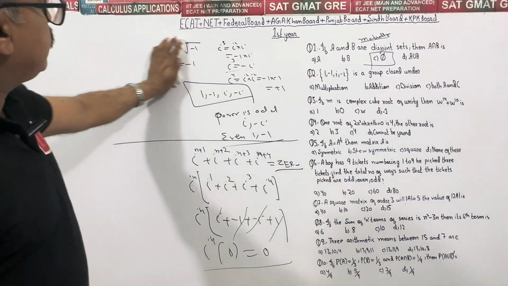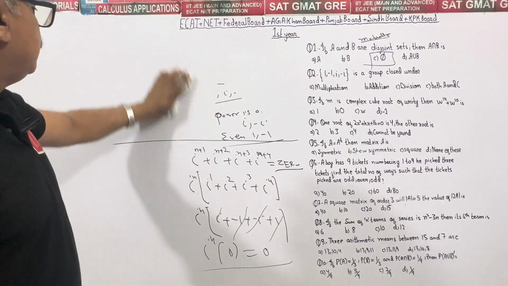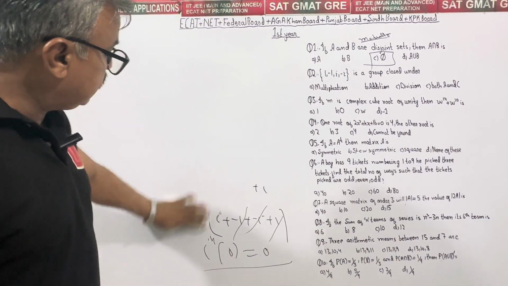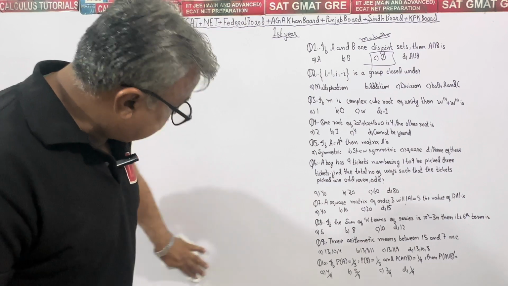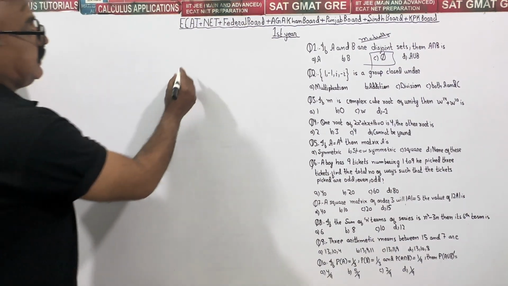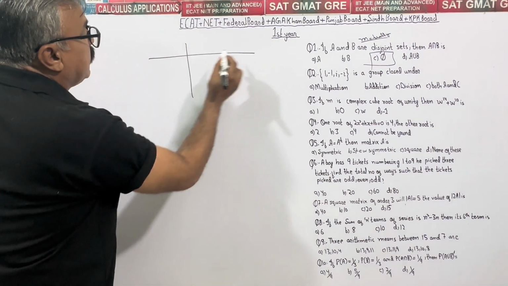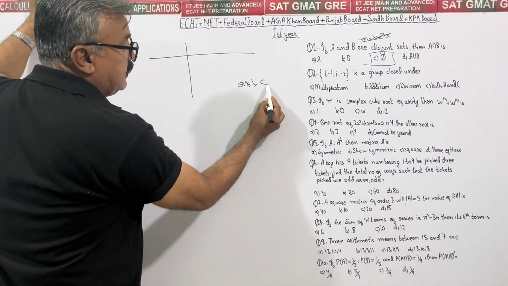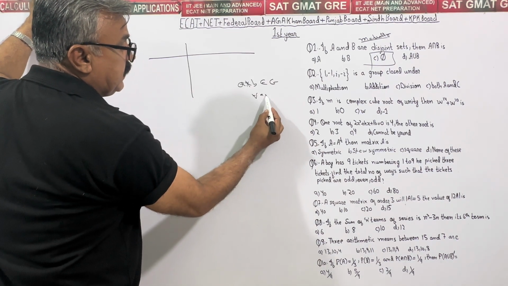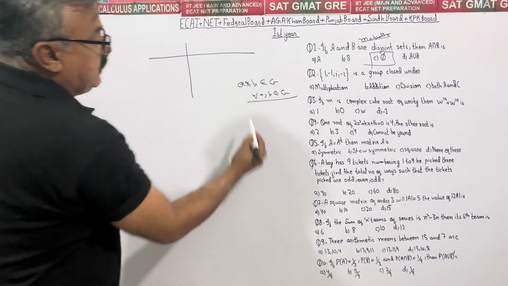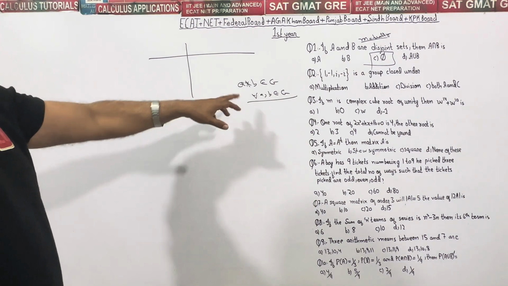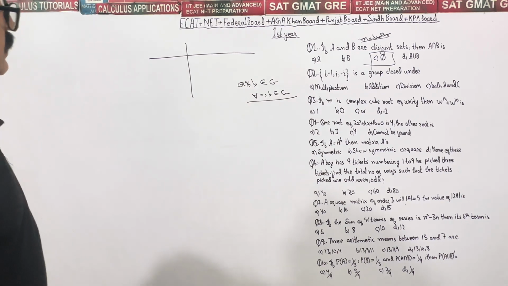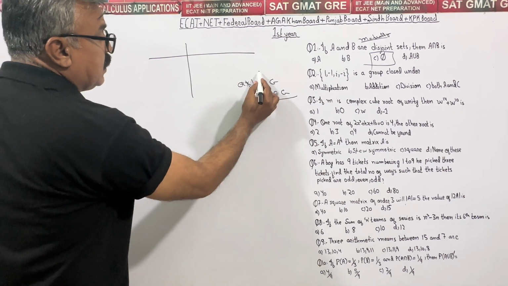The set 1, minus 1, iota, minus iota forms a group under multiplication as well as division. It is closed. Let's see how to prove the closure property. That is the way of writing the closure property: A star B belongs to G for all A, B belonging to G. Closed under a binary operation is the closure property.